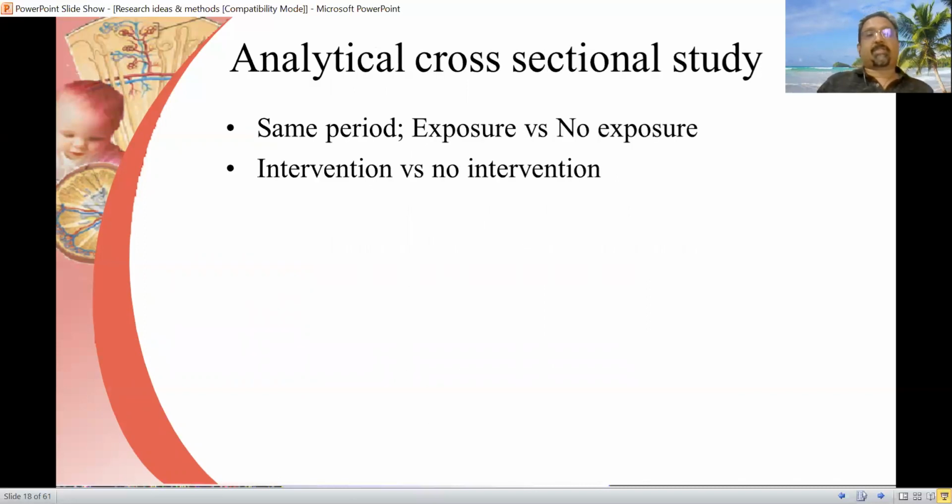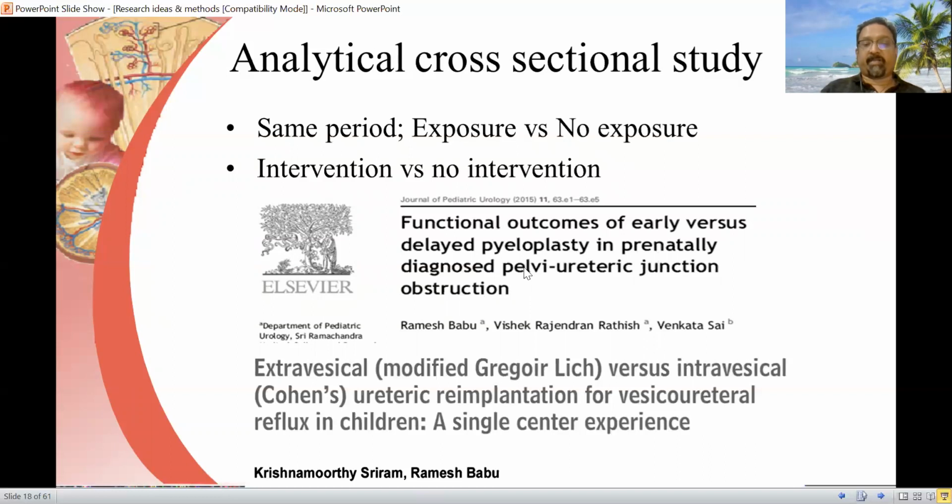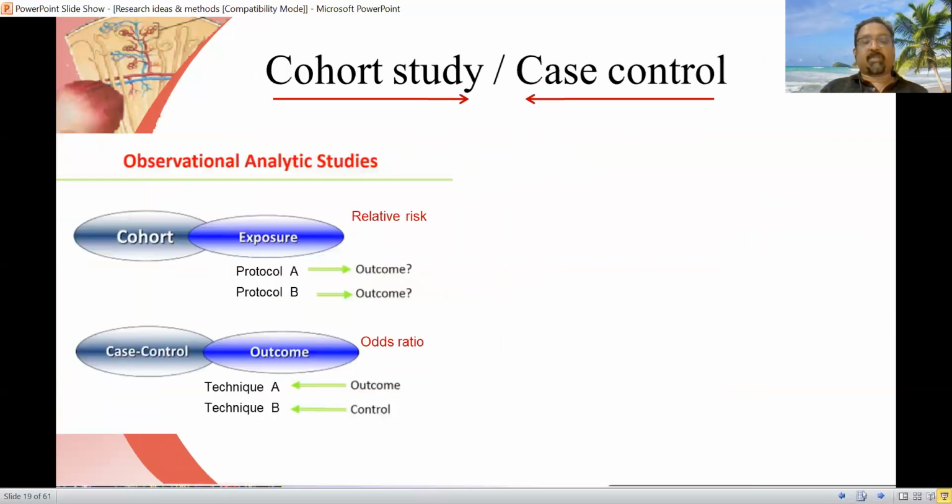Analytical cross-sectional studies are done in the same period with an exposure or no exposure, or an intervention versus no intervention. So this is one study where we looked at functional outcomes of early versus delayed pyeloplasty in children with PUJ obstruction. This is another study where we looked at the comparison of extravesical and intravesical techniques, so two different techniques over a single period were compared. Now, cohort studies and case control studies. These are two different studies.